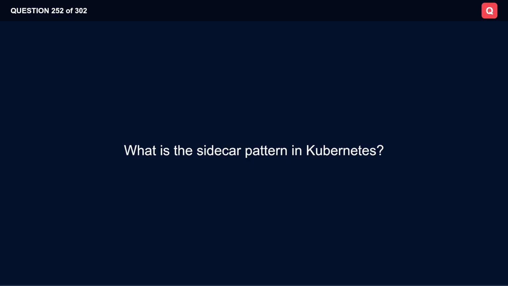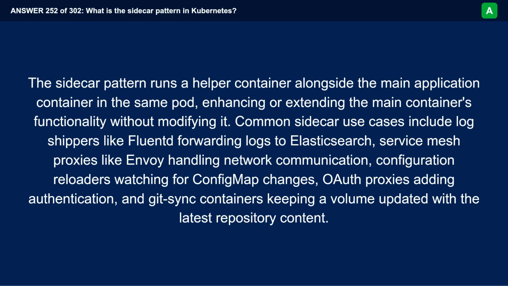What is the sidecar pattern in Kubernetes? The sidecar pattern runs a helper container alongside the main application container in the same pod, enhancing or extending the main container's functionality without modifying it. Common sidecar use cases include log shippers like Fluentd forwarding logs to Elasticsearch, service mesh proxies like Envoy handling network communication, configuration reloaders watching for config map changes, OAuth proxies adding authentication, and Git sync containers keeping a volume updated with the latest repository content.